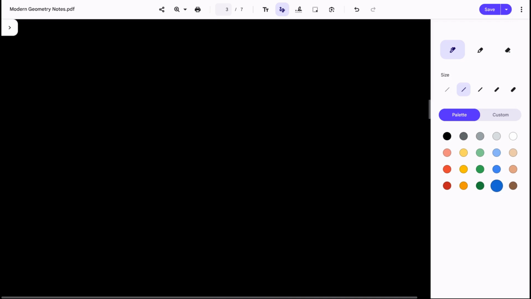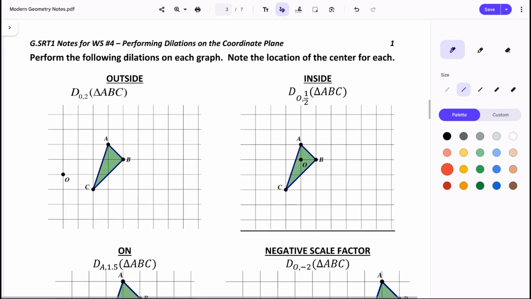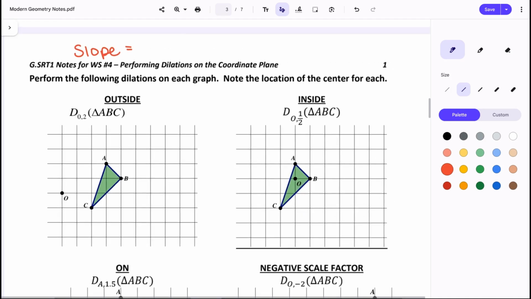So before we even get into it, what is slope? What do you guys remember or know about slope? Rise over run. What does that mean, rise over run? Okay, so she said go up for the rise. Is that what you mean? Could it also go down though? Yeah.